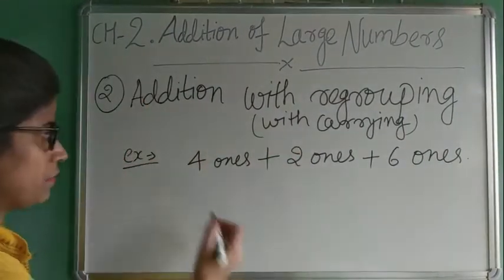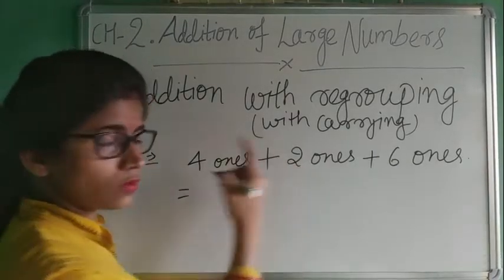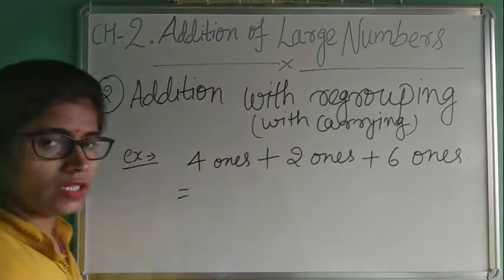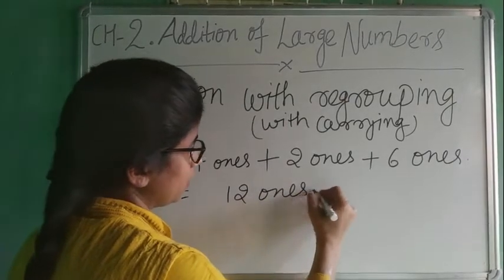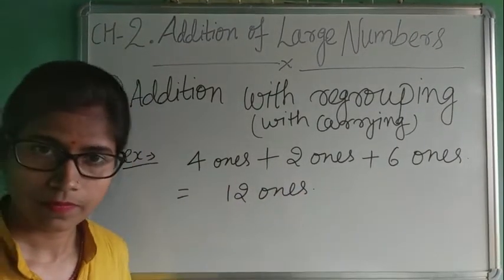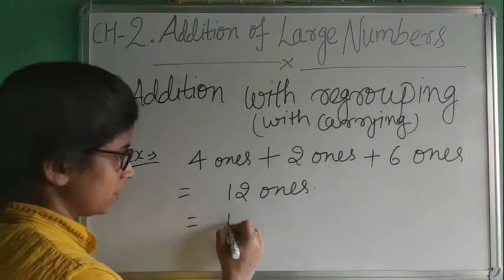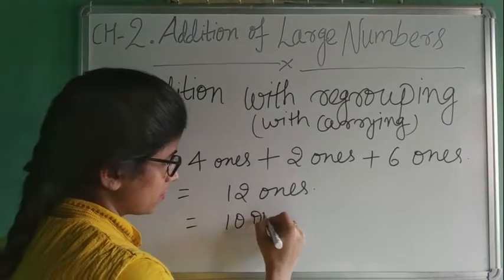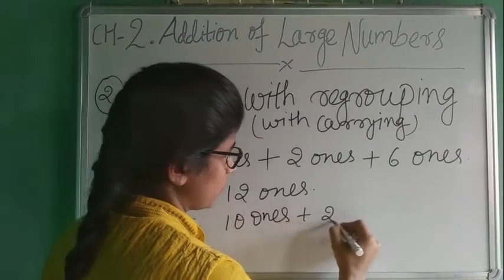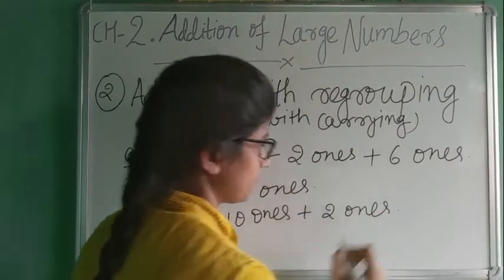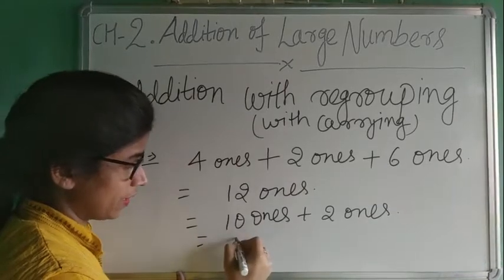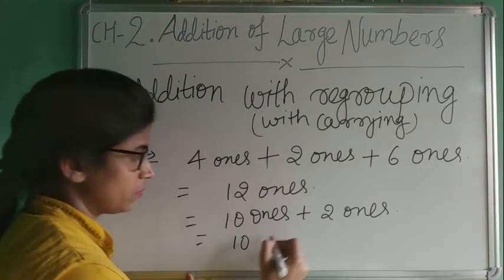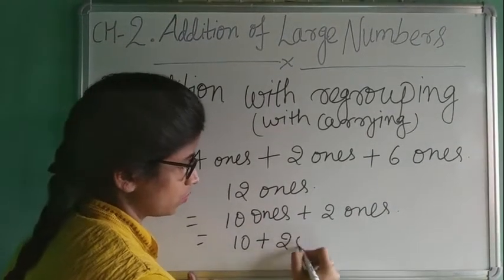Okay, so add first. 4 plus 2, 6. 6 plus 6, 12. Okay, what are you getting? 12 ones. Fine, means 10 ones plus 2 ones. You can break like this. 10 ones means 10 multiplied by 1, that is what? 10, and plus 2 ones.